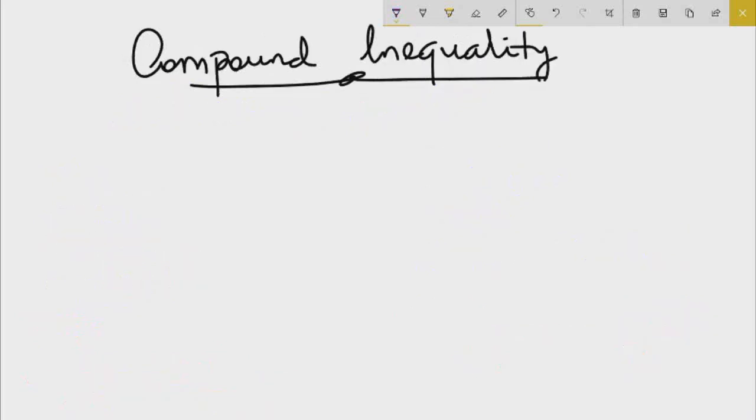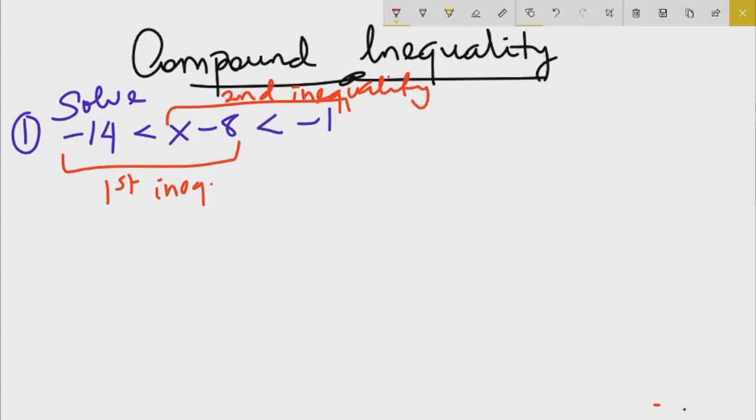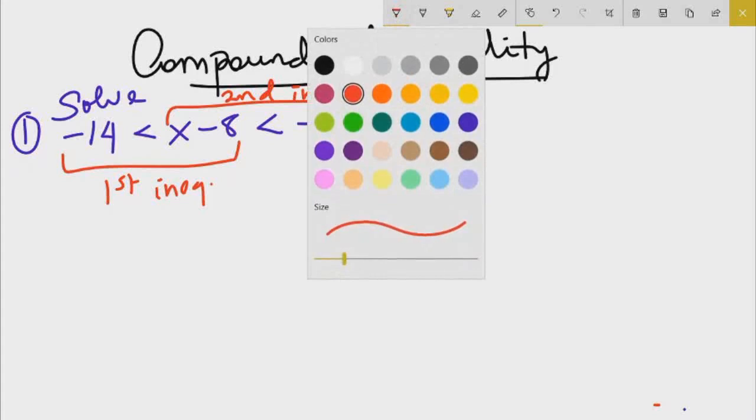Okay, let's talk about question number 1. This is going to be my first example. To be able to solve this, the first thing you need to do is to recognize again that this is two inequalities in one. That's the first inequality, and then the second inequality. We need to solve both inequalities one after the other. So let's solve the first inequality.